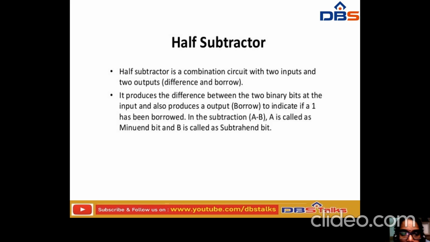So it produces the difference between two binary inputs, and also produces an output to indicate if a 1 has been borrowed. In the subtraction A minus B, A is called the minuend bit and B is the subtrahend bit. Okay, go for the next slide.